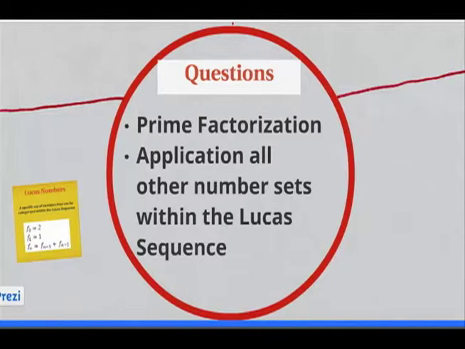There is a possibility that these same patterns apply to the other sets of the Lucas sequence, including the Fibonacci numbers, Pell numbers, Fermat numbers, Mersenne numbers, and others. As always, our math exploration is never finished. There's plenty more to be explored.